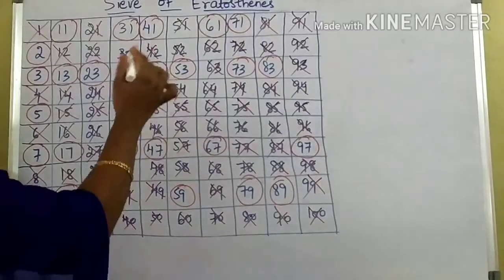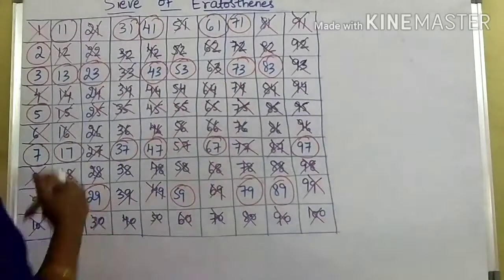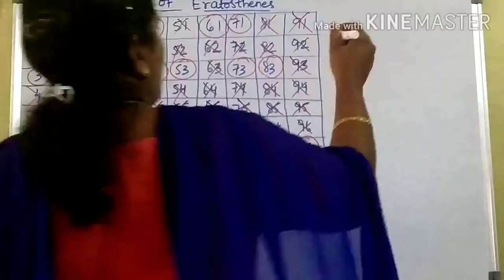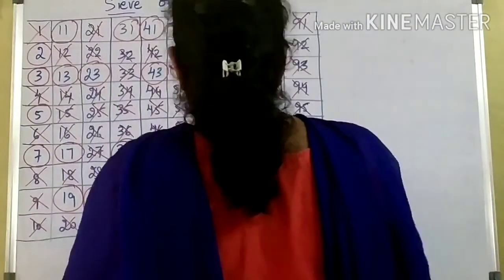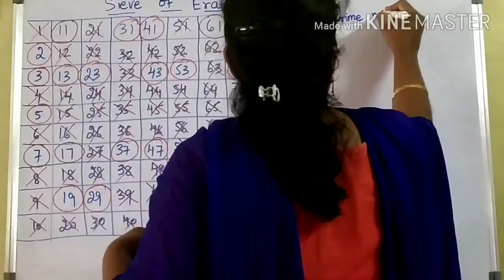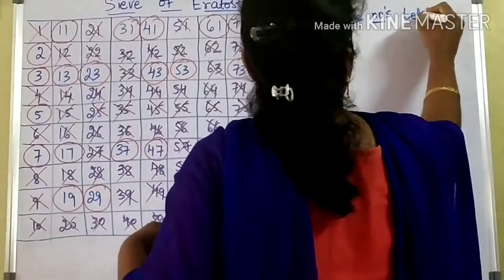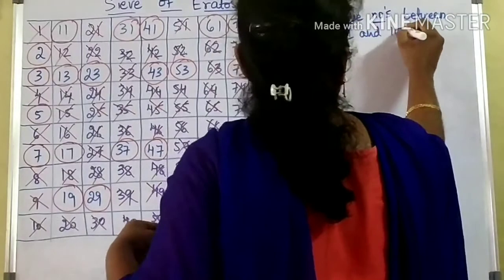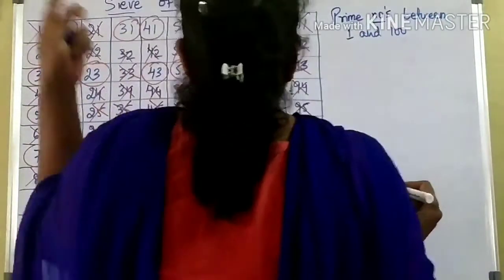Now we will write what the prime numbers between 1 and 100 are. Exactly, you are going to get 25 prime numbers, children. I am going to write here: prime numbers between 1 and 100. Okay. So you know 1 is neither prime nor composite.